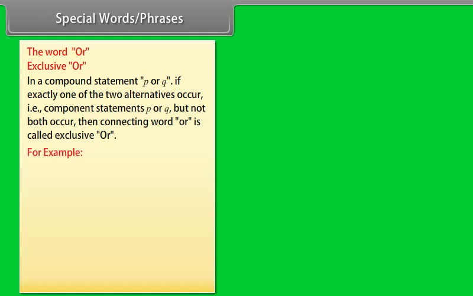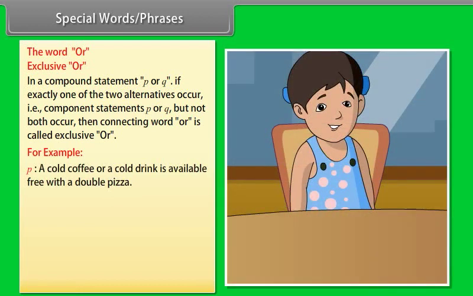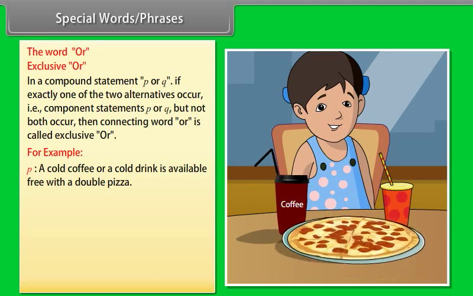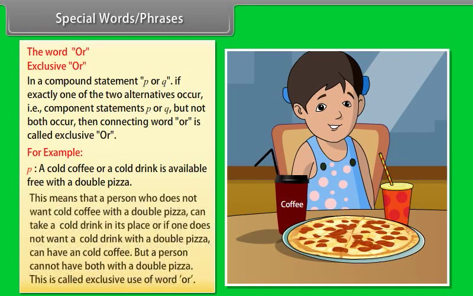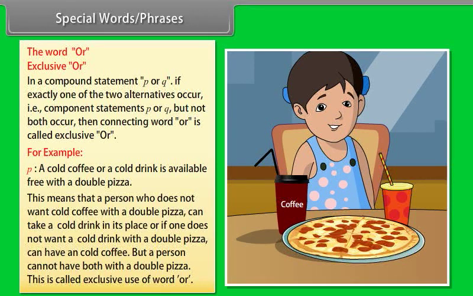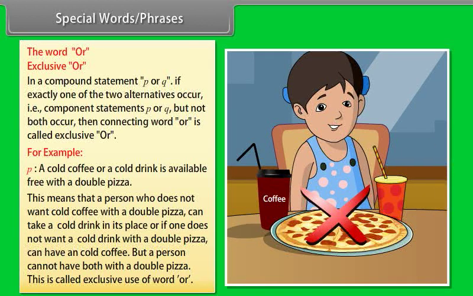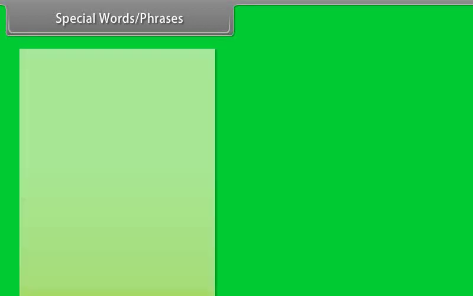For example, P is a statement that a cold coffee or a cold drink is available free with a double pizza. This means that a person who does not want cold coffee with a double pizza can take a cold drink in its place. Or if one does not want a cold drink with a double pizza, they can have a cold coffee. But a person cannot have both with a double pizza. This is called exclusive use of word or.